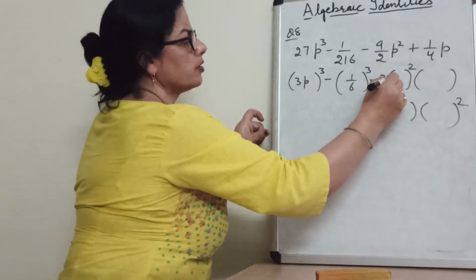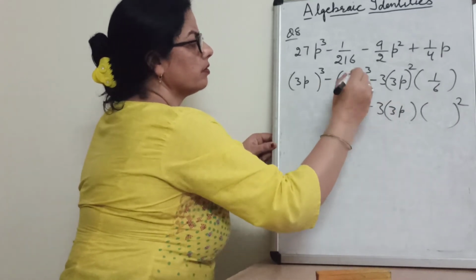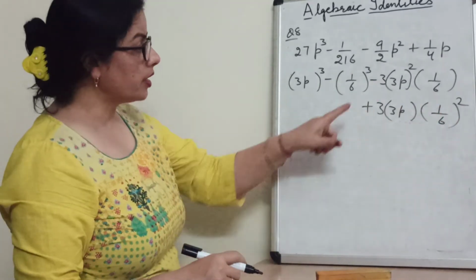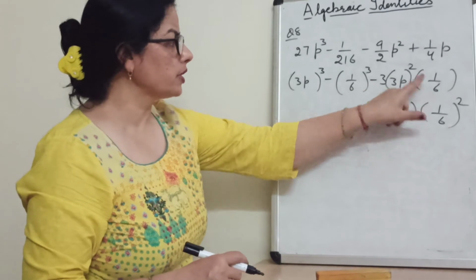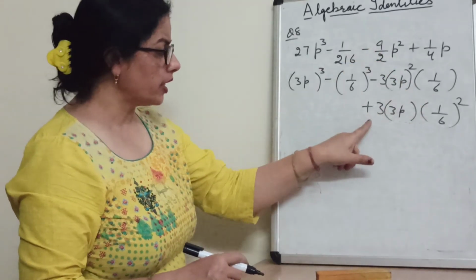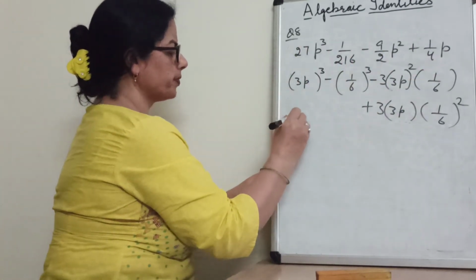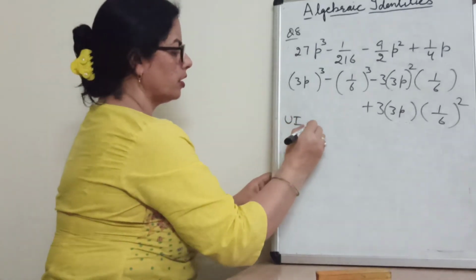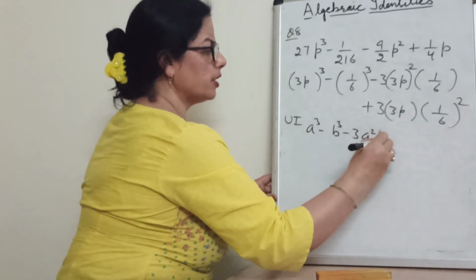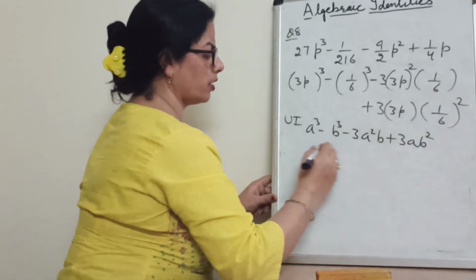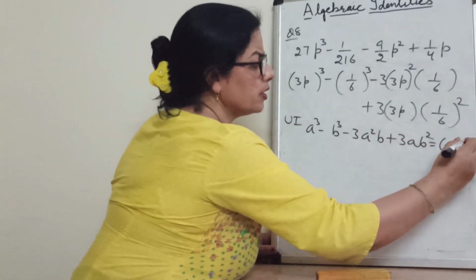What is a here? 3p. What is b here? 1 by 6. What is a here? 3p. What is b? 1 by 6. And now if you will solve, square of 3p is 9p square, and 3 2s are, then 9, this 9 by 2 p square will come. And if you will solve this, then 1 by 4 p will come. Means we have understood the form of the question. A cube minus b cube minus 3a square b plus 3ab square. This is the form of our question. And this form is equal to a minus b whole cube.